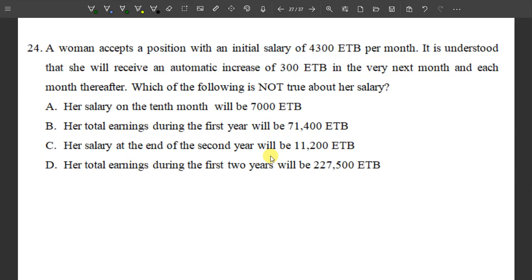It says, a woman accepts a position with an initial salary of 4,300 Ethiopian birr per month. It is understood that she will receive an automatic increase of 300 Ethiopian birr in the very next month and each month thereafter. Which of the following is not true about her salary? That is what the question says.